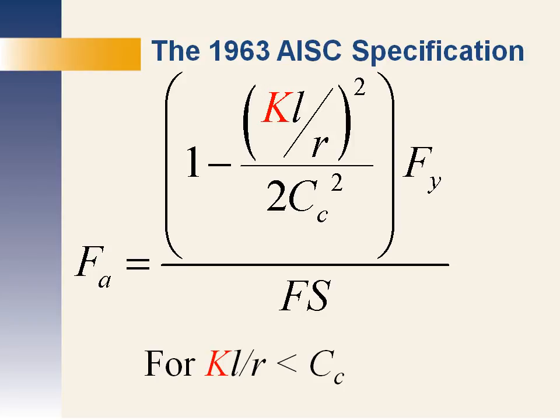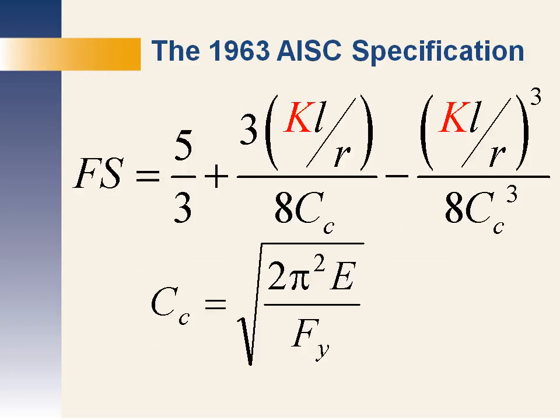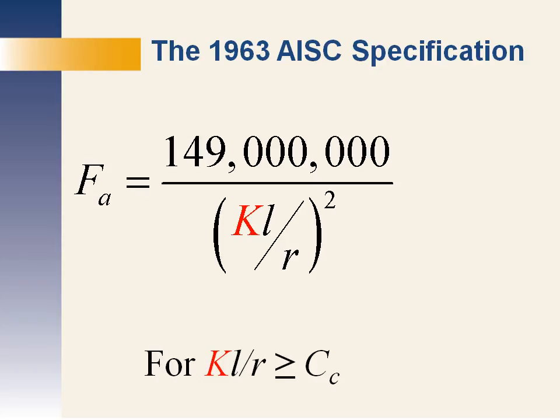So here K has finally appeared in the equation for the inelastic buckling range. A similar variable factor of safety, but now with K in the formulation, existed. And C sub C was used as in 1961. In the elastic range, this was the formula. Again, very similar, just modified with K.